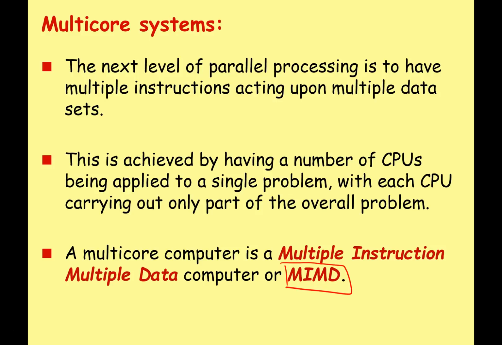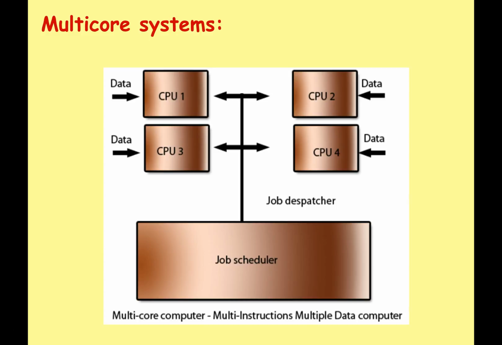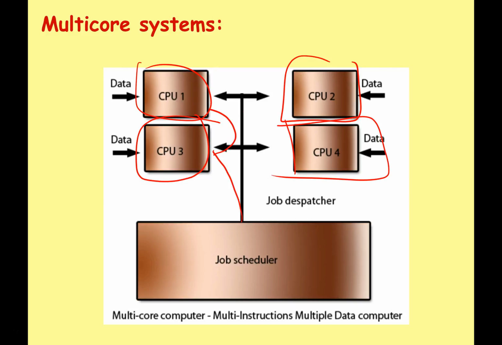So we looked at vector processing, array processing, which is single instruction, multiple data. Multi-core systems are multiple instruction, multiple data systems. So again, you can see here we've got a problem that is going to be divided between all 4 CPUs or all 4 cores inside a CPU, and then that problem can be run in parallel. They're all running the same problem, but it's been divided up between these cores so it can be processed more quickly.